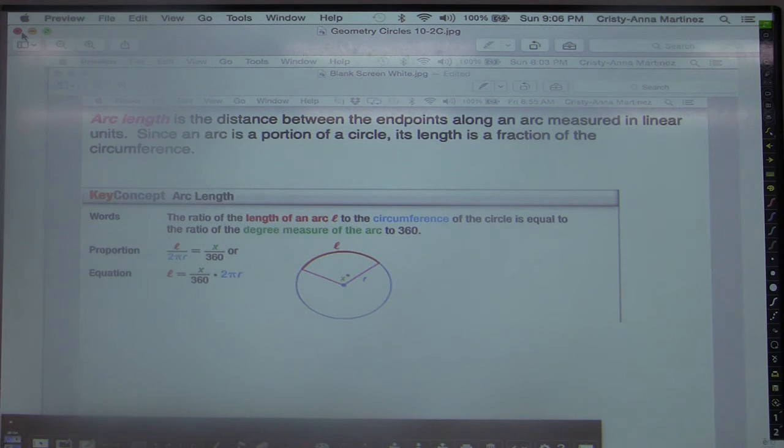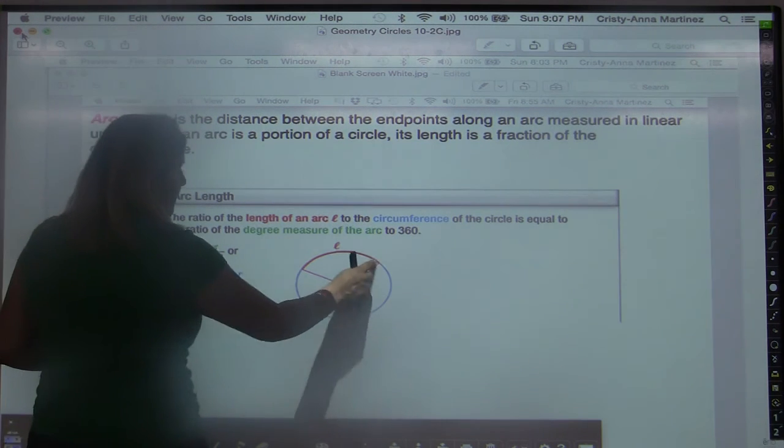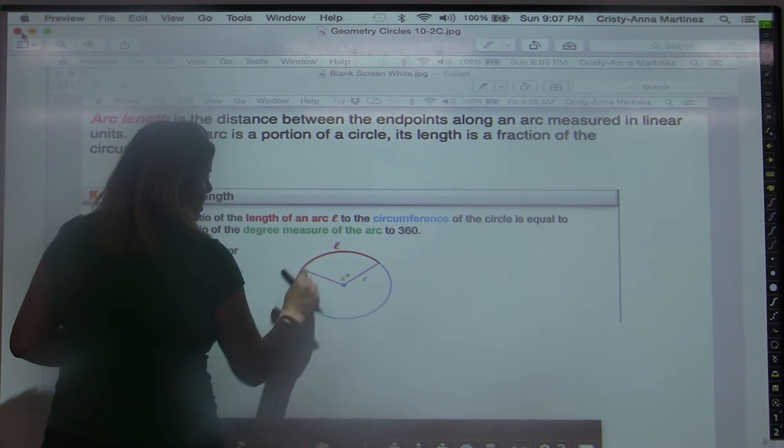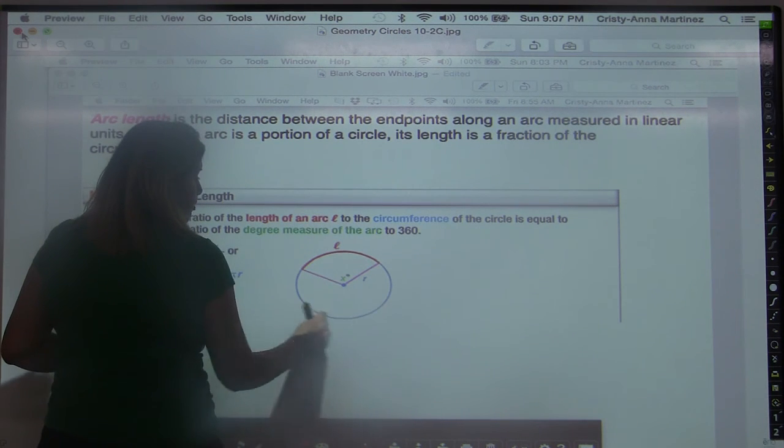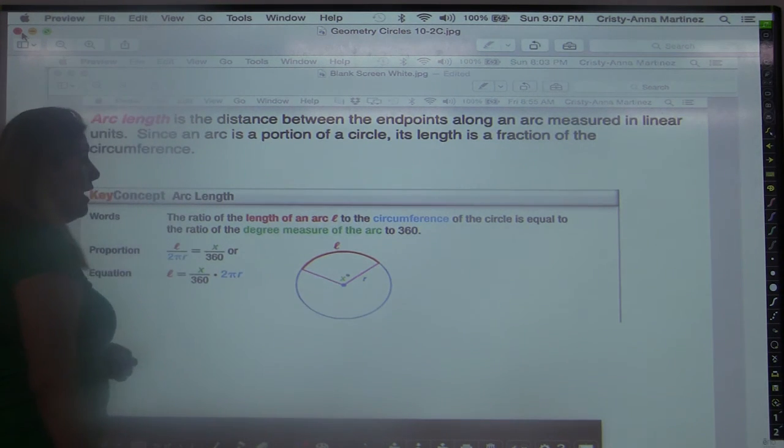Now arc length is the distance between the endpoints along an arc, but unlike what we've been doing where we're measuring it in degrees, you're measuring it in linear units. So the best way to think about it is as a proportion of the whole, okay? So basically it's a proportion of the circumference. We know that the circumference is 2 pi r. That's been the formula for circumference for a long time, 2 pi r.